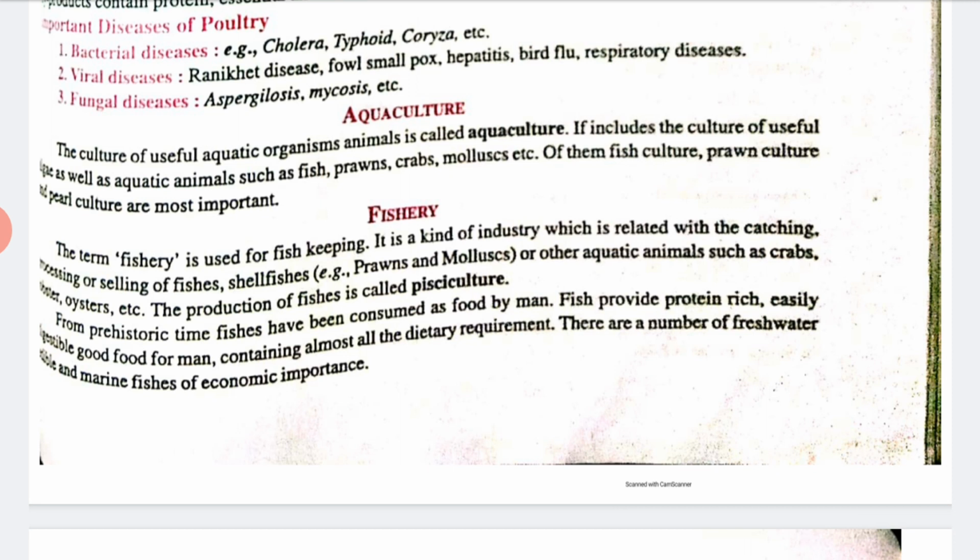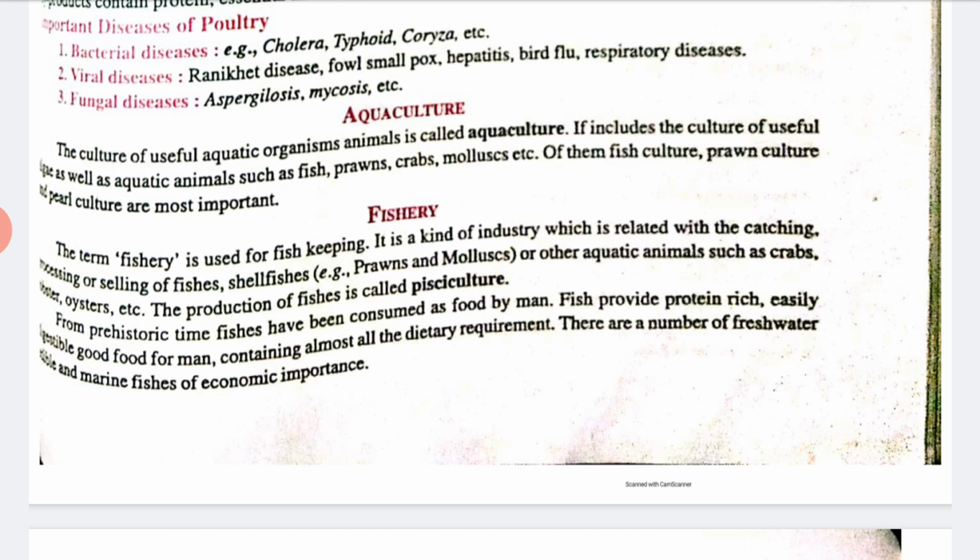It is a kind of industry which is related with the catching, processing or selling of fish, such as prawns and molluscs or other aquatic animals such as crabs, lobster, oyster, etc. The production of fish is called pisciculture.